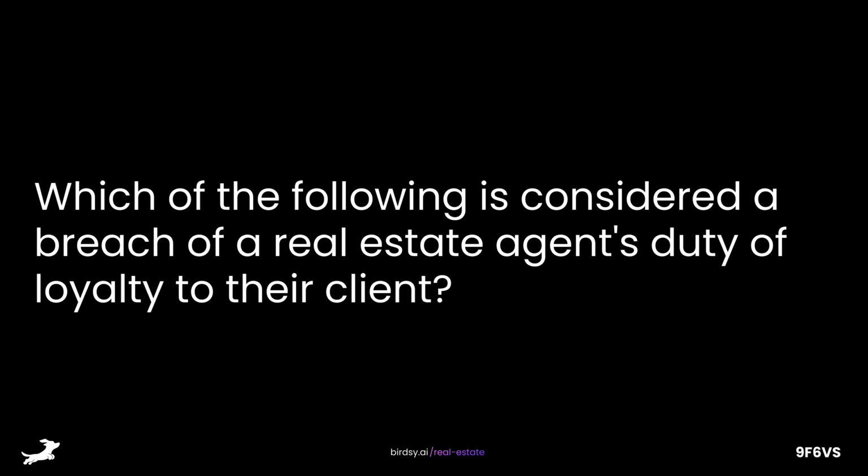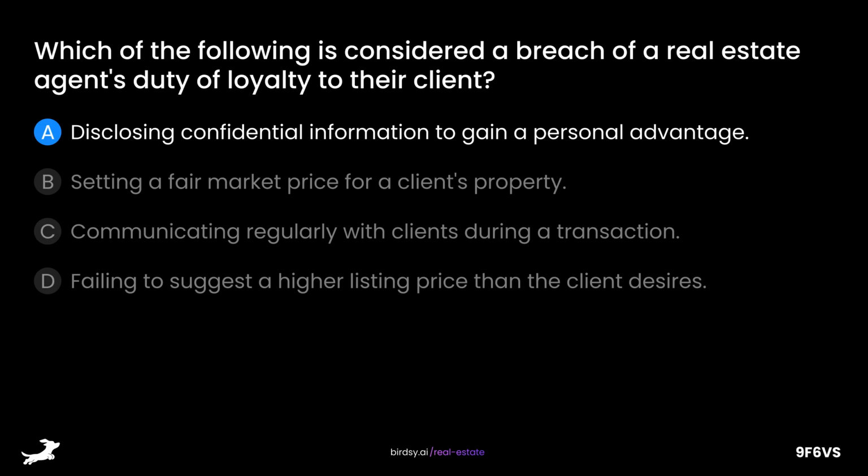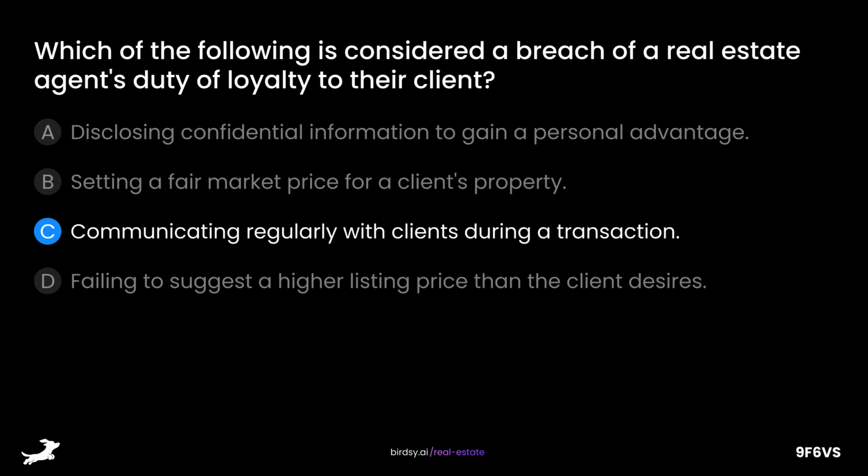Which of the following is considered a breach of a real estate agent's duty of loyalty to their client? Is it A, disclosing confidential information to gain a personal advantage, B, setting a fair market price for a client's property, C, communicating regularly with clients during a transaction, or D, failing to suggest a higher listing price than the client desires?